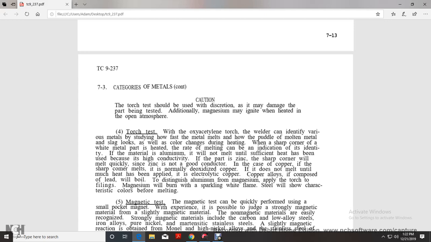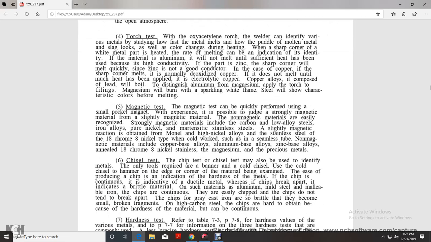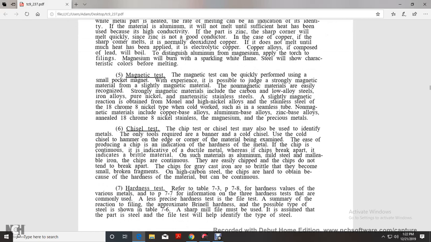When applied with the torch, magnesium will burn with a sparkling white flame, while steel will show a characteristic color before melting. Next, the magnetic test.